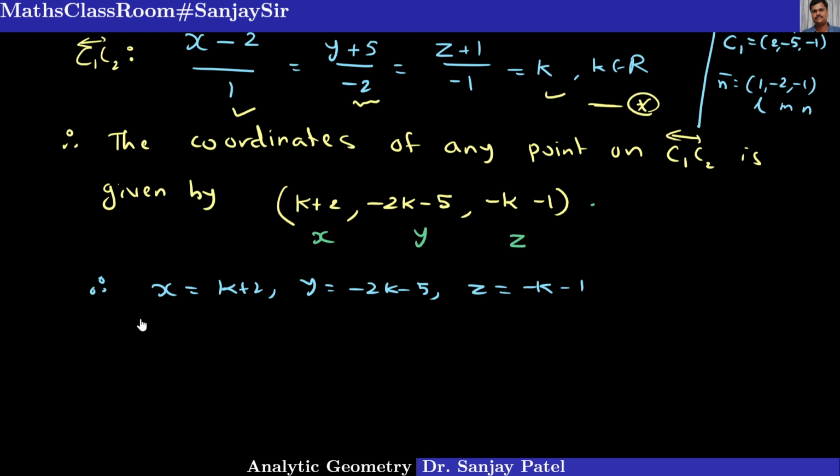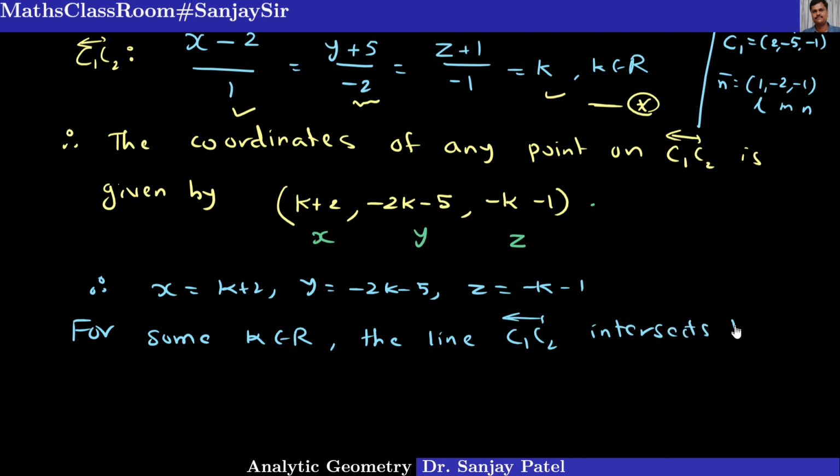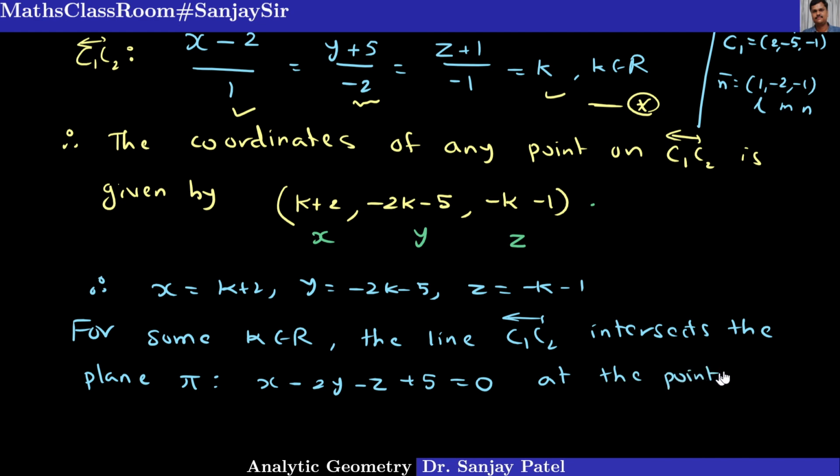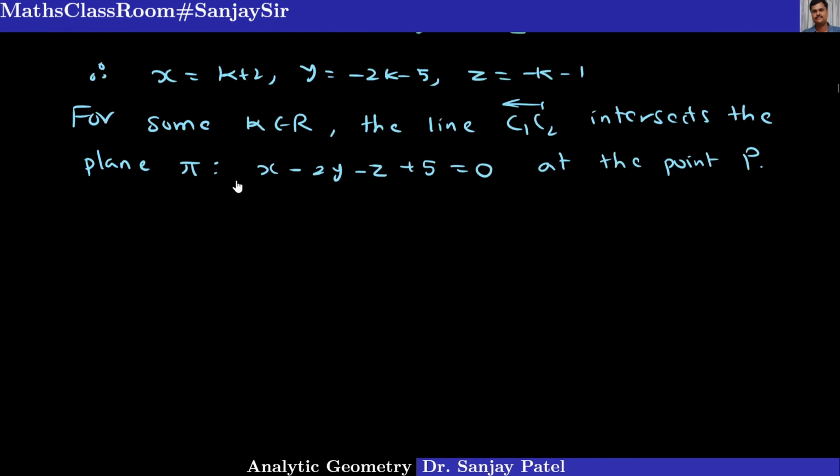As we know that this line is passing through that plane, it will intersect. So for some value of k belonging to R, the line C1, C2 intersects the plane pi, whose equation we have written earlier as x minus 2y minus z plus 5 equal to 0, at the point P, which is of our interest. We want to find the coordinates of the common point, that is P, in that figure.